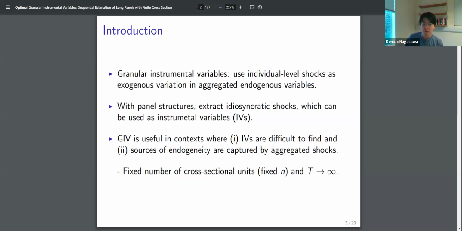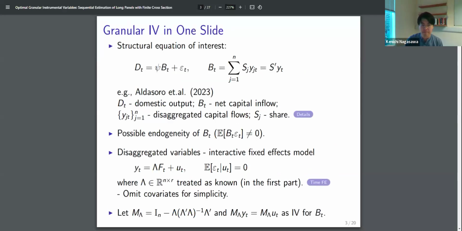So this idea of granular instrumental variable (GIV) is useful in contexts where the instrumental variables are difficult to find, and also the context where the source of endogeneity can be captured by aggregate shocks. I'll be more specific about what I mean by this in the next slide using an example. But before doing that, I want to emphasize that the type of setting that we are considering in this paper is the panel structure where the number of cross-sectional units is fixed and the time dimension goes to infinity. So that's the type of setting that we are considering.